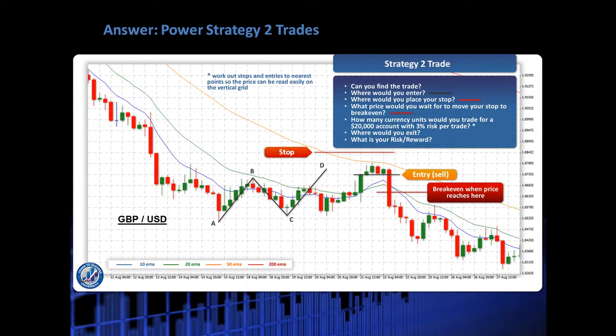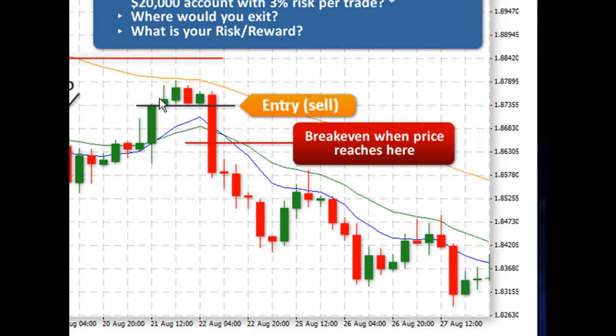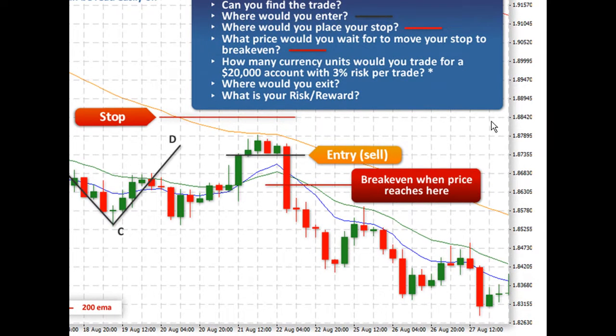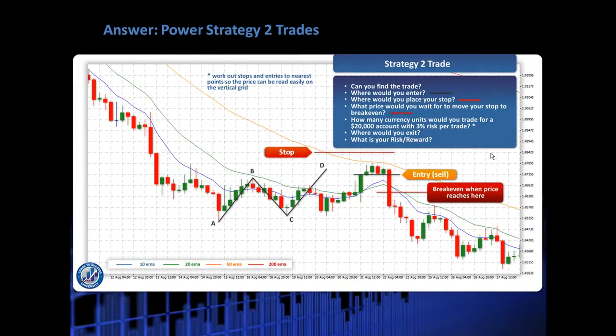So how many currency units will you trade here? We know it's a GBP against US dollar trade, $20,000 account, 3% risk. Entry here, 1.8735, stop 1.8842. So how many currency units will you trade? Let's go through to the trade size calculator.